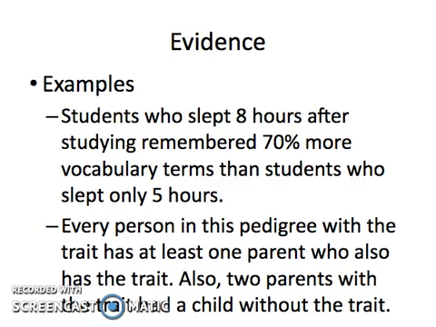So example, students who slept 8 hours after studying remembered 70% more vocabulary terms than students who slept only 5 hours. Okay, that would be a quantitative piece of evidence. Every person in this pedigree with the trait has at least one parent who also has the trait. Also, 2 parents with the trait had a child without. That's qualitative.